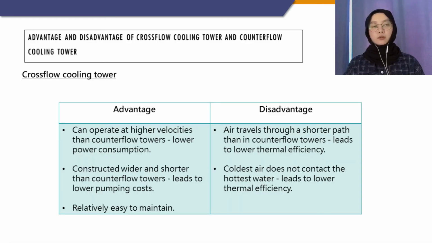Advantages and disadvantages of cross-flow tower and counterflow cooling tower. The advantages of a cross-flow cooling tower: it can be operated at higher velocity than a counterflow tower, has lower power consumption, is constructed wider and shorter than counterflow towers, and is relatively easy to maintain. However, the disadvantage of a cross-flow cooling tower is that air travels through a shorter path than in counterflow towers, leading to lower thermal efficiency. The coldest air does not contact the hottest water, which leads to lower thermal efficiency.